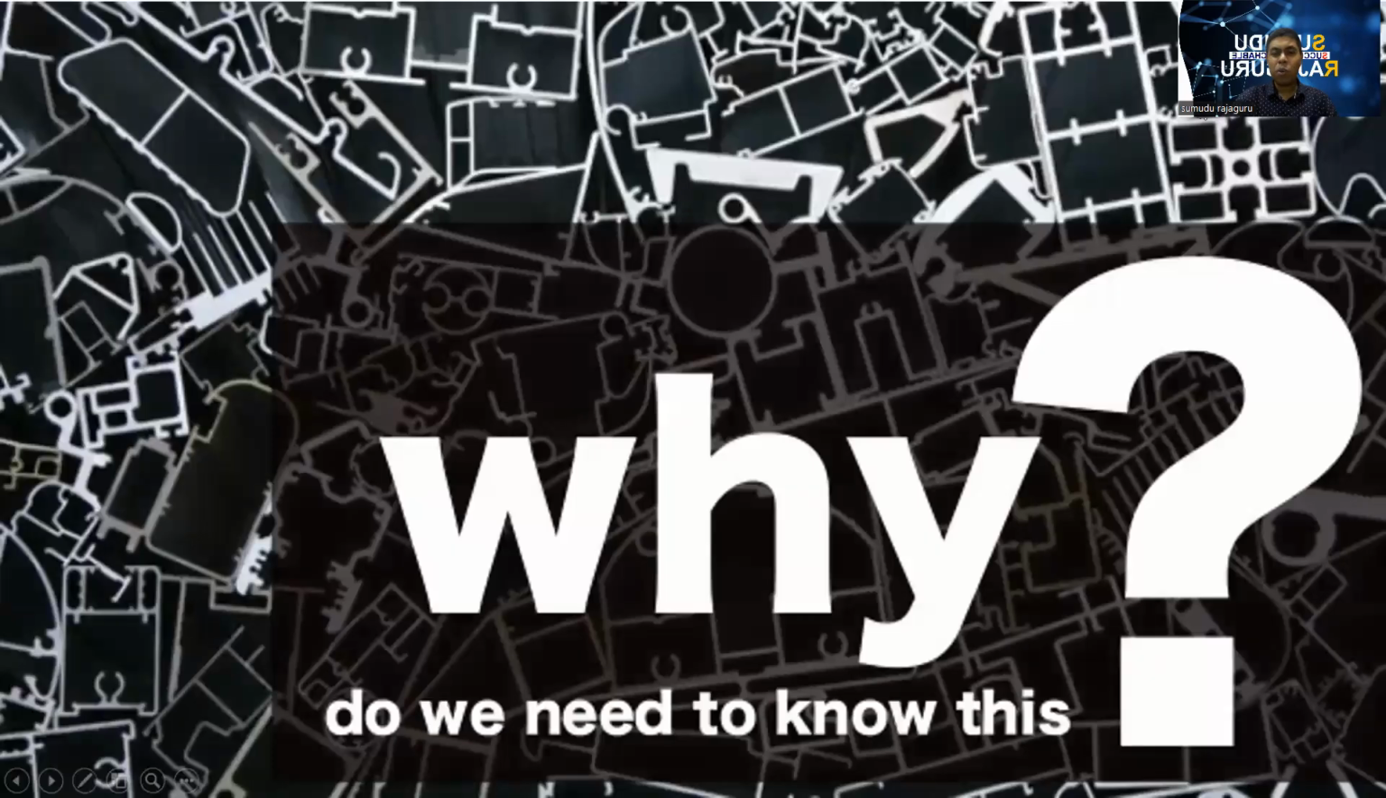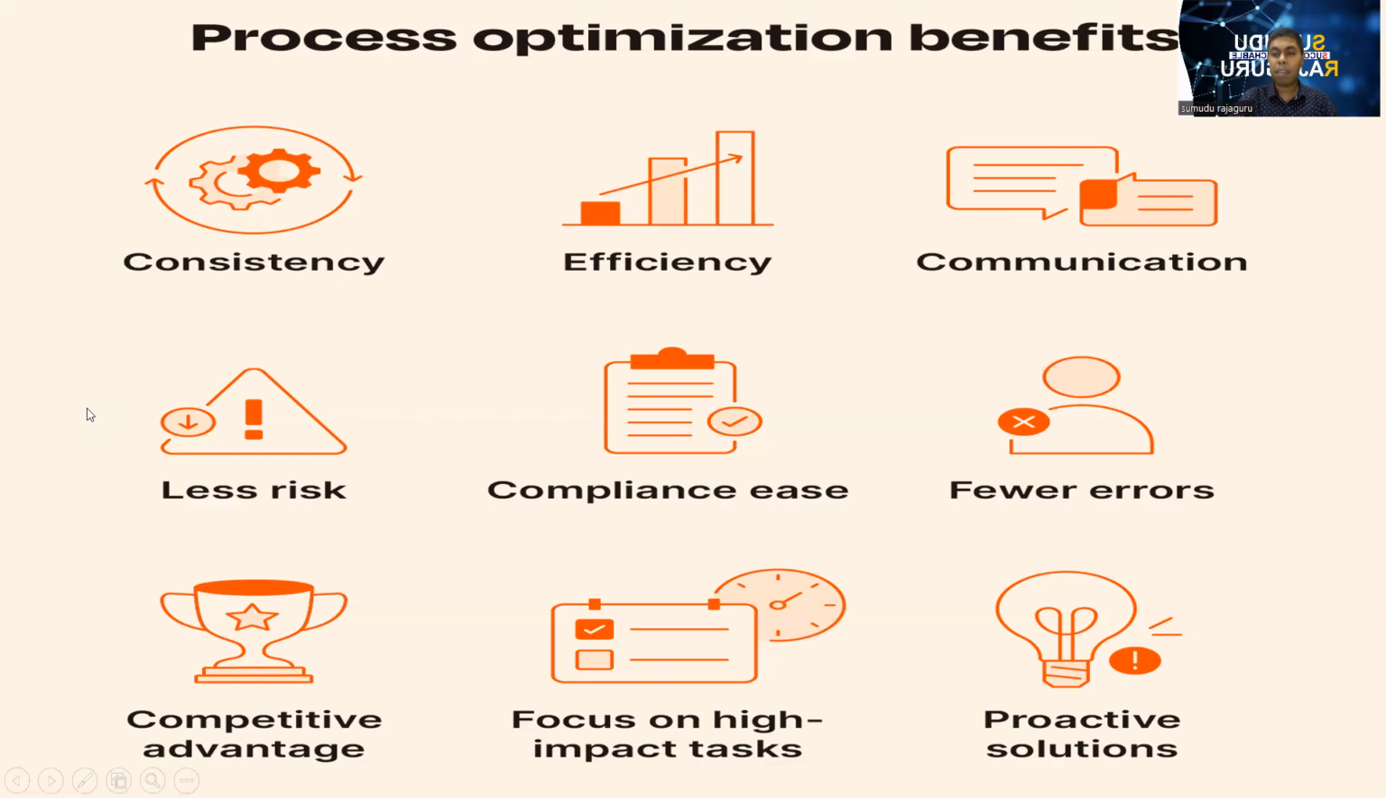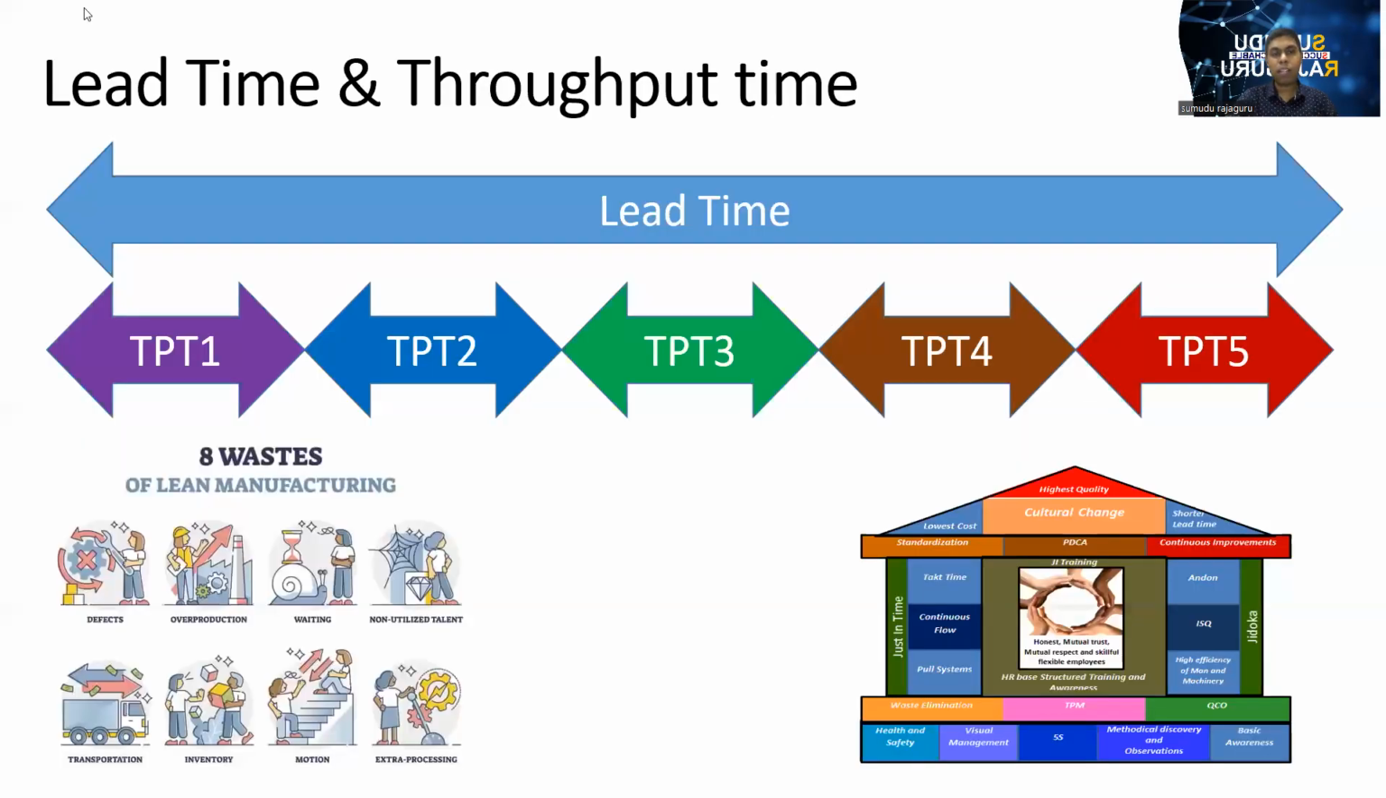So why do we want to optimize the process? This is an important understanding. We should know why we want to do process optimization. Previously, we have already discussed the benefits, but there are other major things we have to consider. The first one is we want to reduce the lead time.